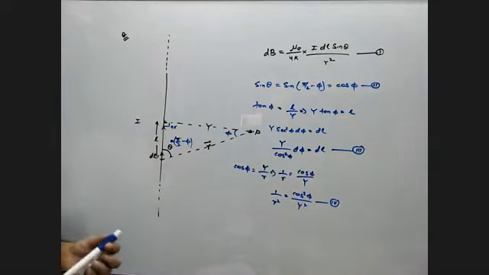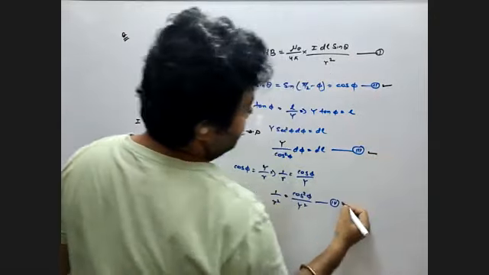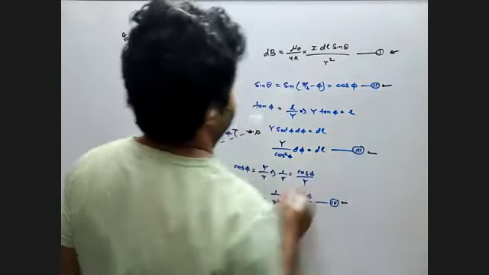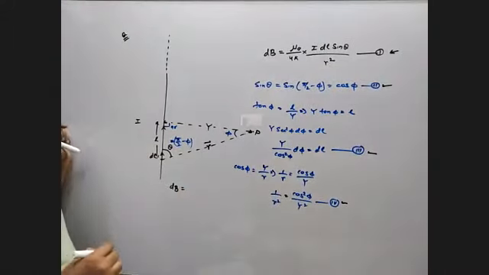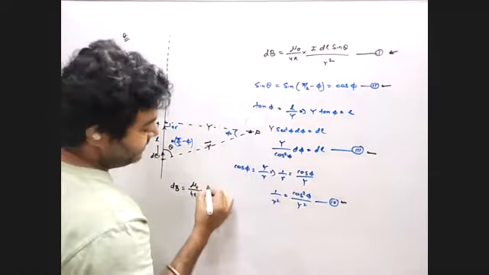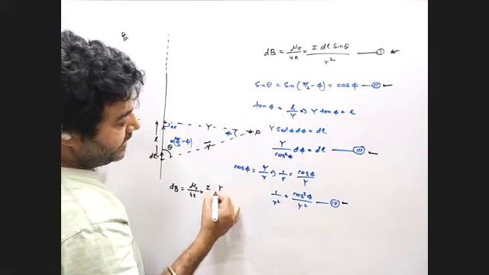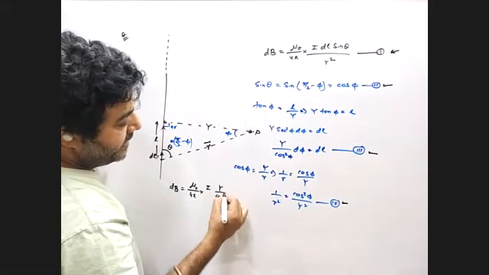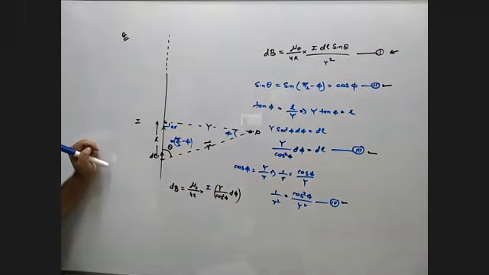Now putting the values of equation 2, equation 3, equation 4 in equation 1. So what we have, let's check, dB equals mu naught by 4 pi I. Now instead of dl, I can write y sec square phi d phi. Yes or no?